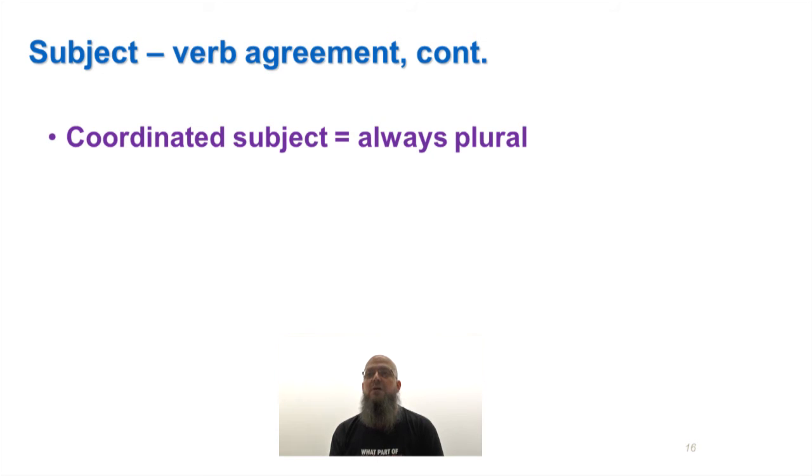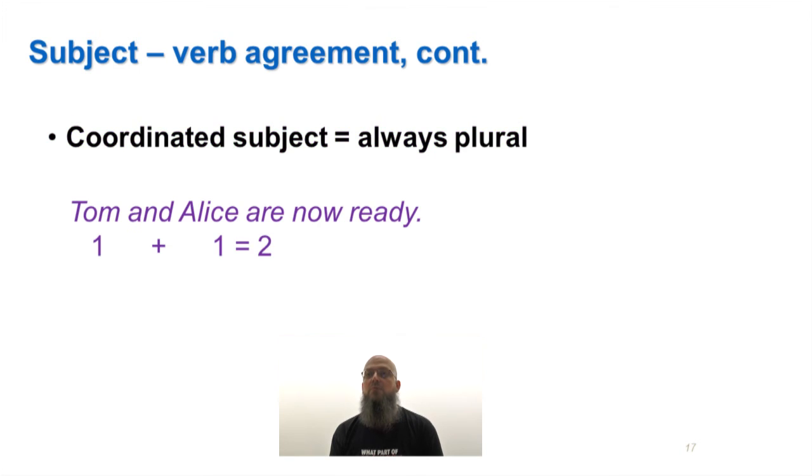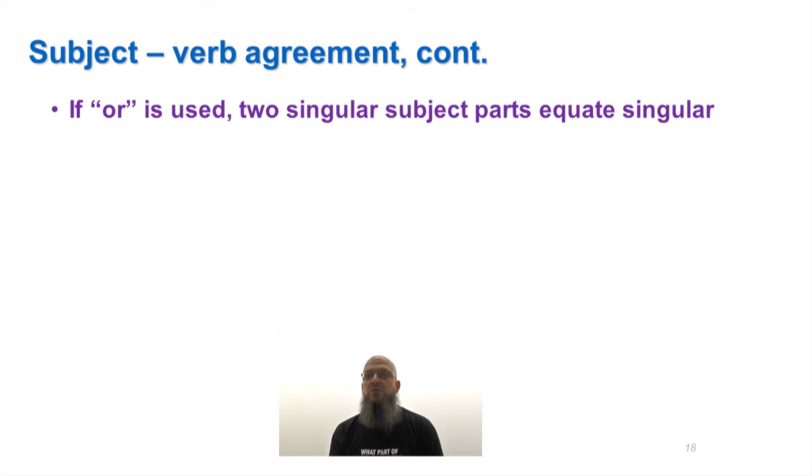A coordinated subject is always plural. This is simple math. 1 plus 1 equals 2. If or is used, two singular components count as singular. 1 or 1 still equals 1.